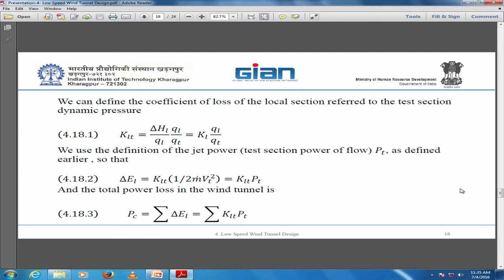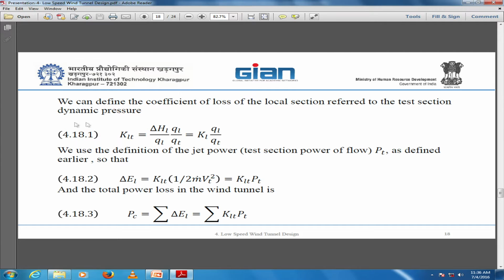And we start with the constant area sections. One of them is the test section, and some others. Anyway, we know from pipes that the pressure loss is expressed as friction coefficient f times length of the pipe divided by hydraulic diameter times dynamic pressure.